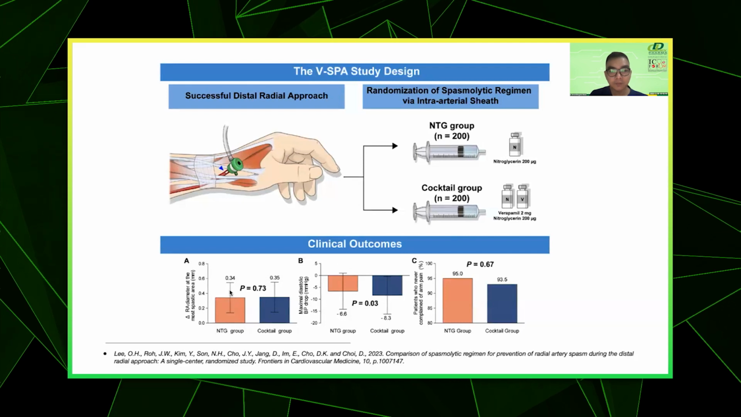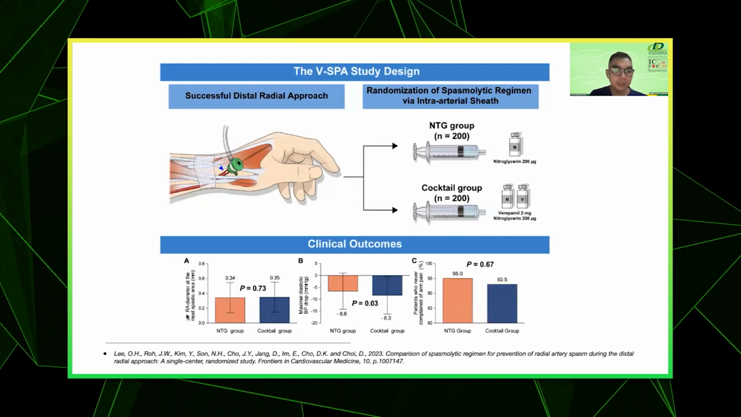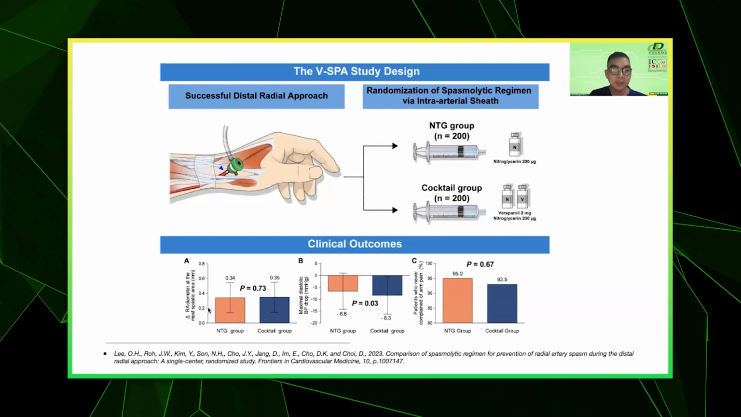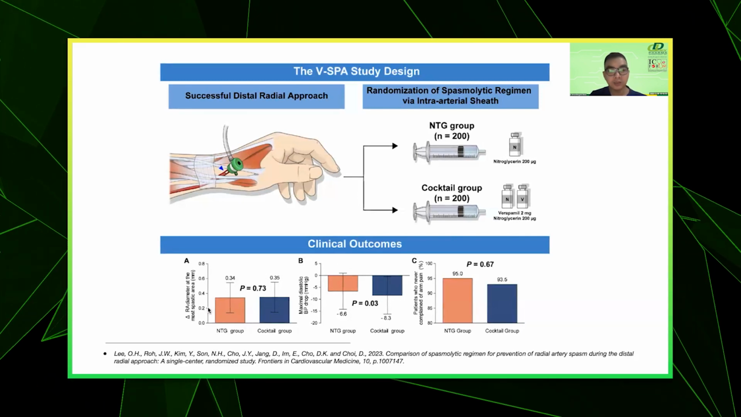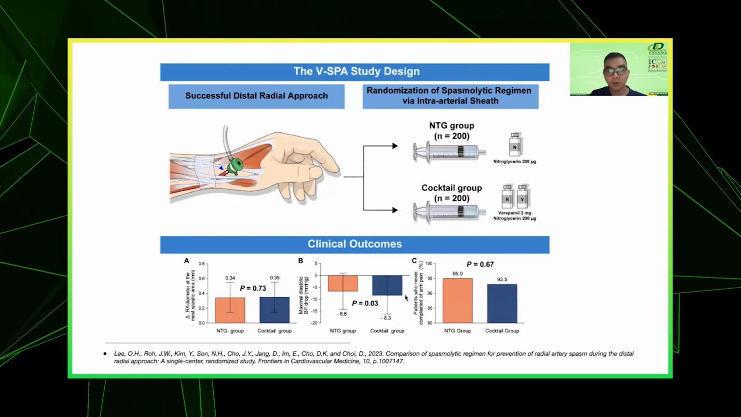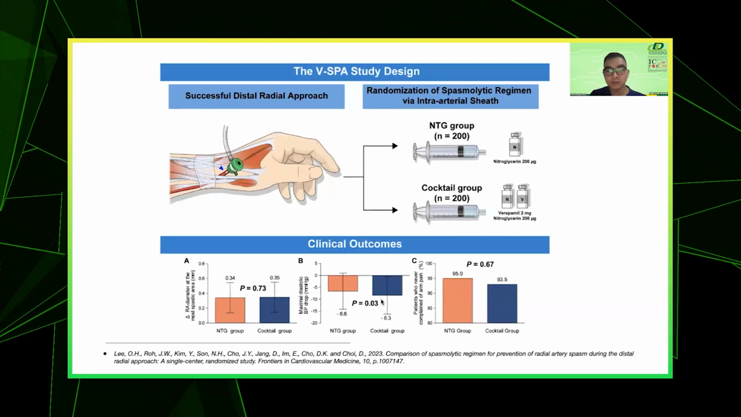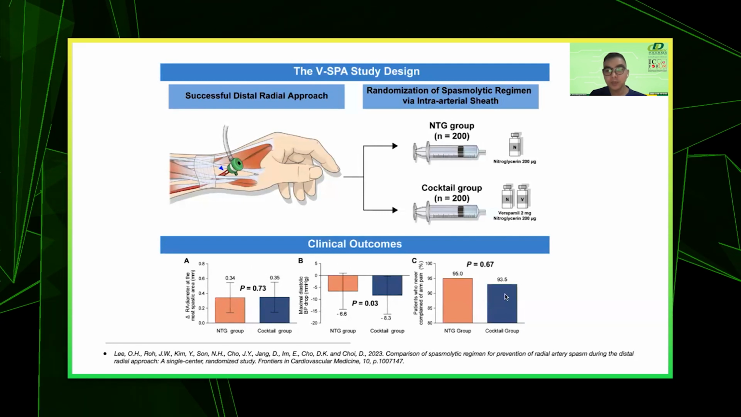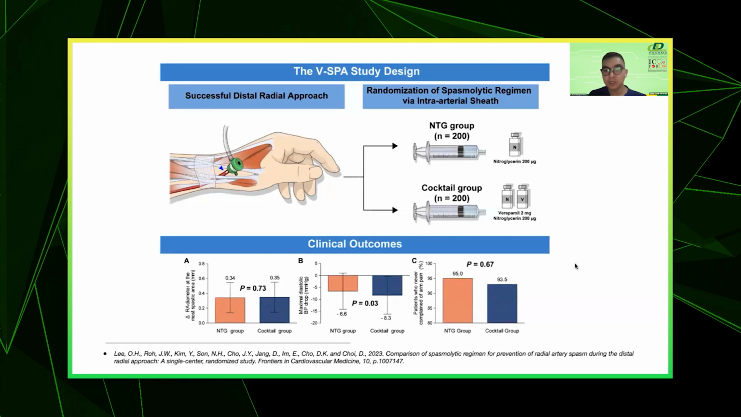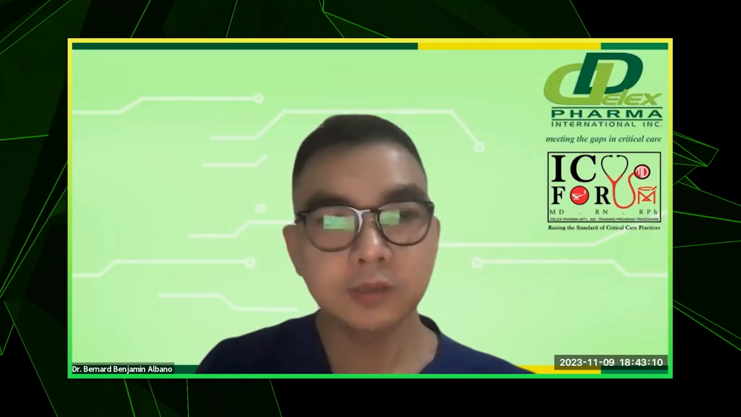And for the clinical profile, there's no significant difference in the mean change in the right radial artery diameter. There is a more diastolic drop with the cocktail group and no pain in both groups, which is statistically non-significant from either.